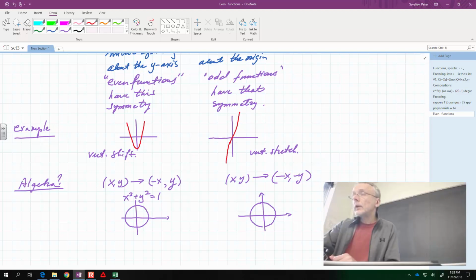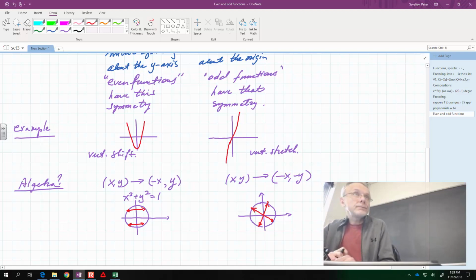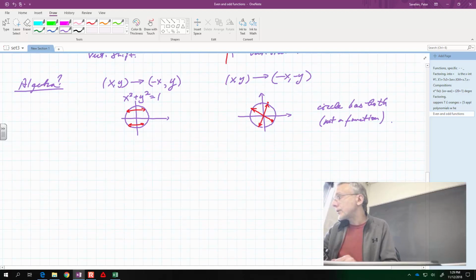So you can run across the y-axis like this, and wherever you start, you will still end up on the circle. Or you can run across the center, and once again, whichever point you pick, it will still end up on the circle. Okay, so the circle has both, but it is not a function. It is a relation. So it might have more symmetries than a function.